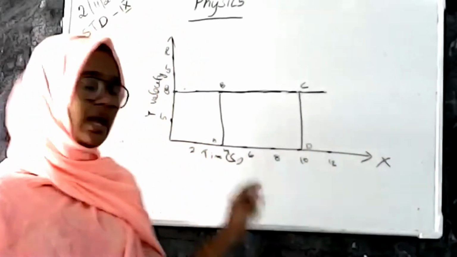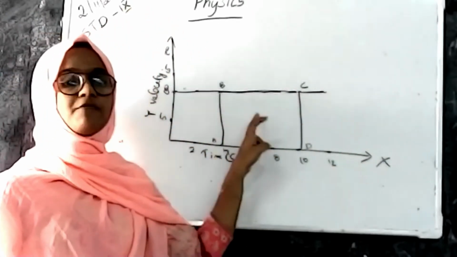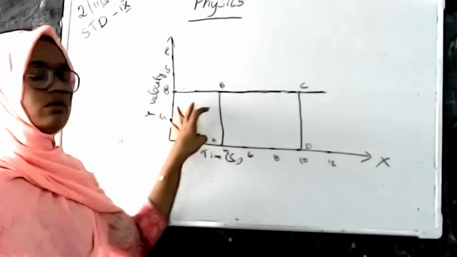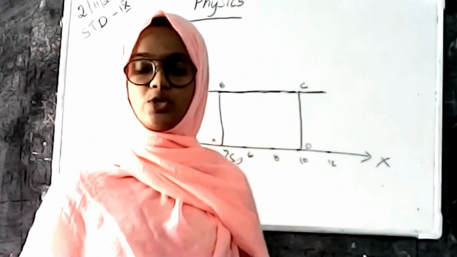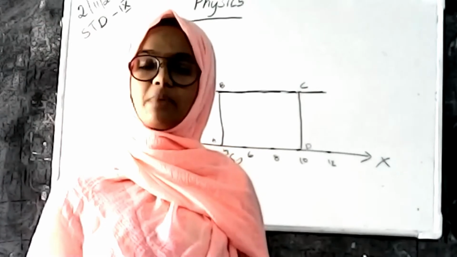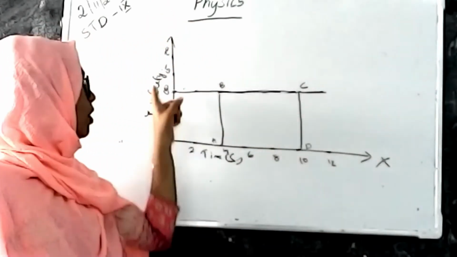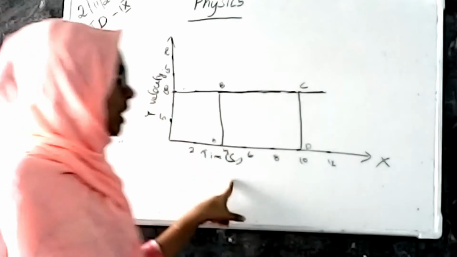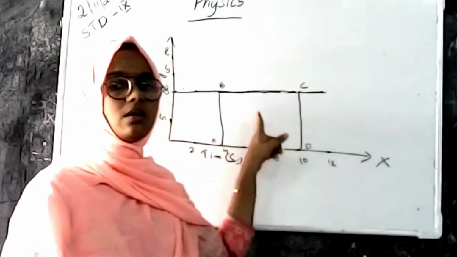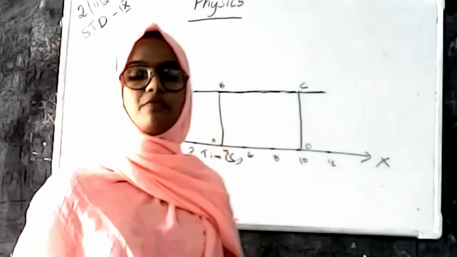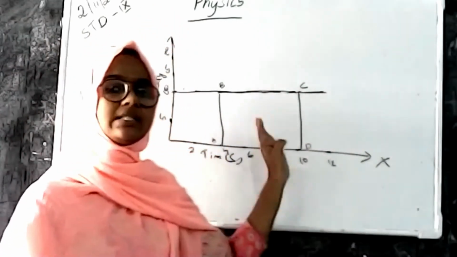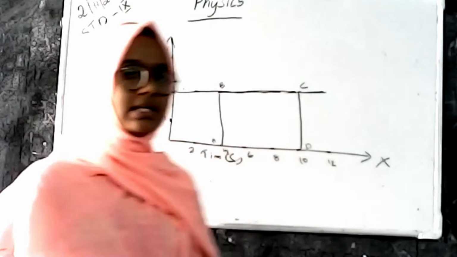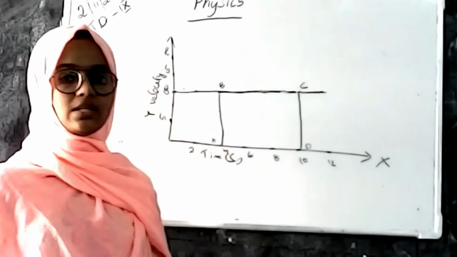ABCD is a portion, and this portion has an area. We have to find the area using the scale we considered to draw this graph. This area of the portion is the displacement of that body moving with a velocity with respect to time t. Okay? So the area under the velocity time graph gives the displacement of that body. So we understand what the displacement of a body is from this graph.